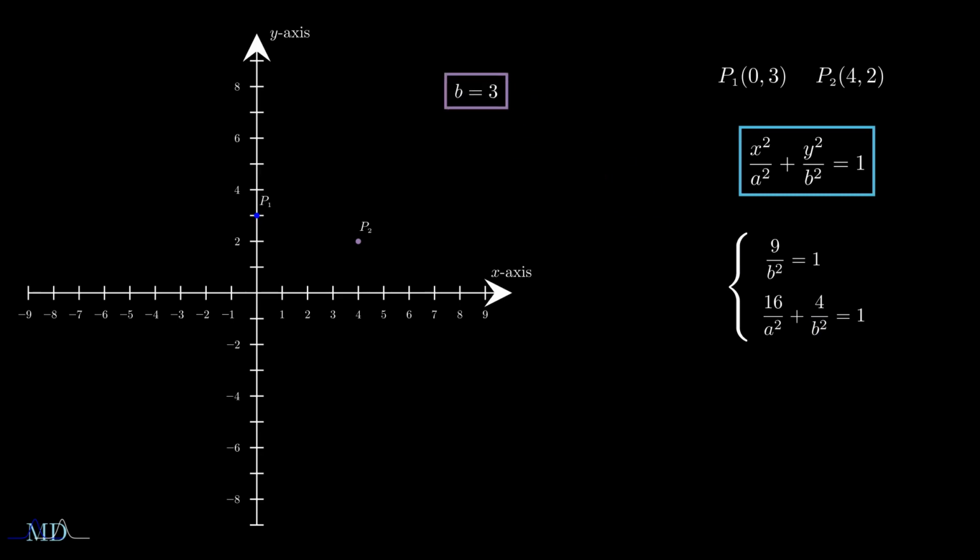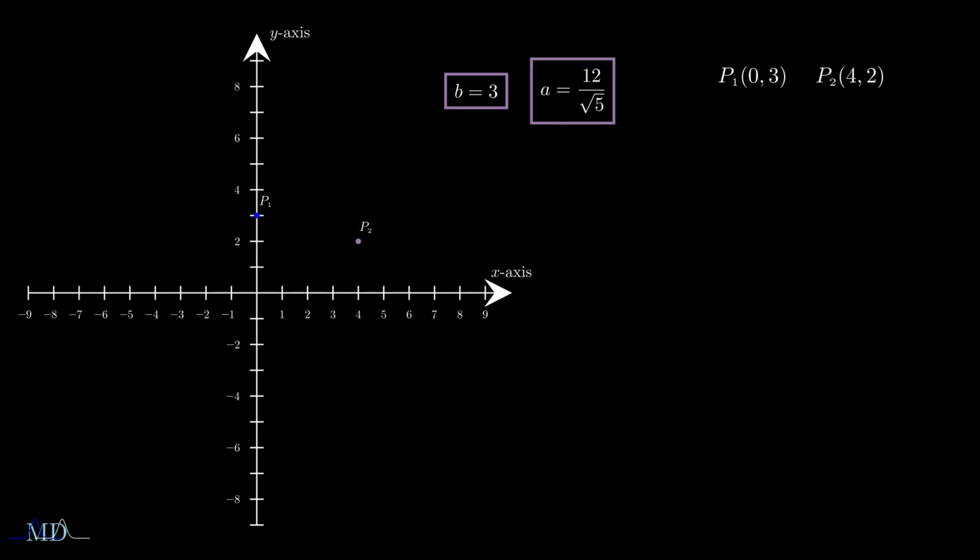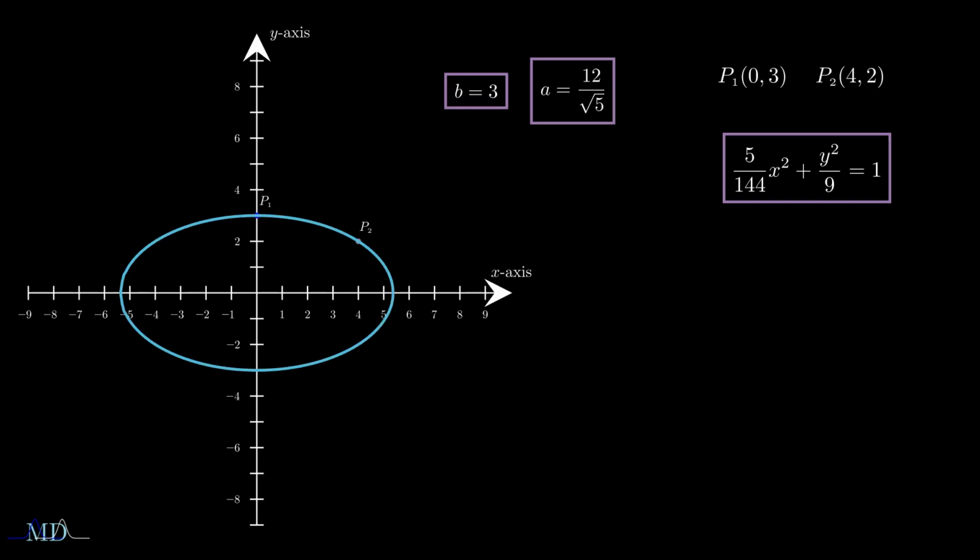Then we insert this value into the second equation, and we get 16 over a squared plus 4 divided by 9 equals 1. This means that 16 over a squared equals 5/9. Therefore a squared over 16 equals 9/5. We get a squared equals 144 over 5. And a equals 12 over square root of 5. So we have found the equation of our ellipse. That is 5 over 144 times x squared plus y squared over 9 equals 1. In the figure you can see the graph of the ellipse that passes through the points P1 and P2.